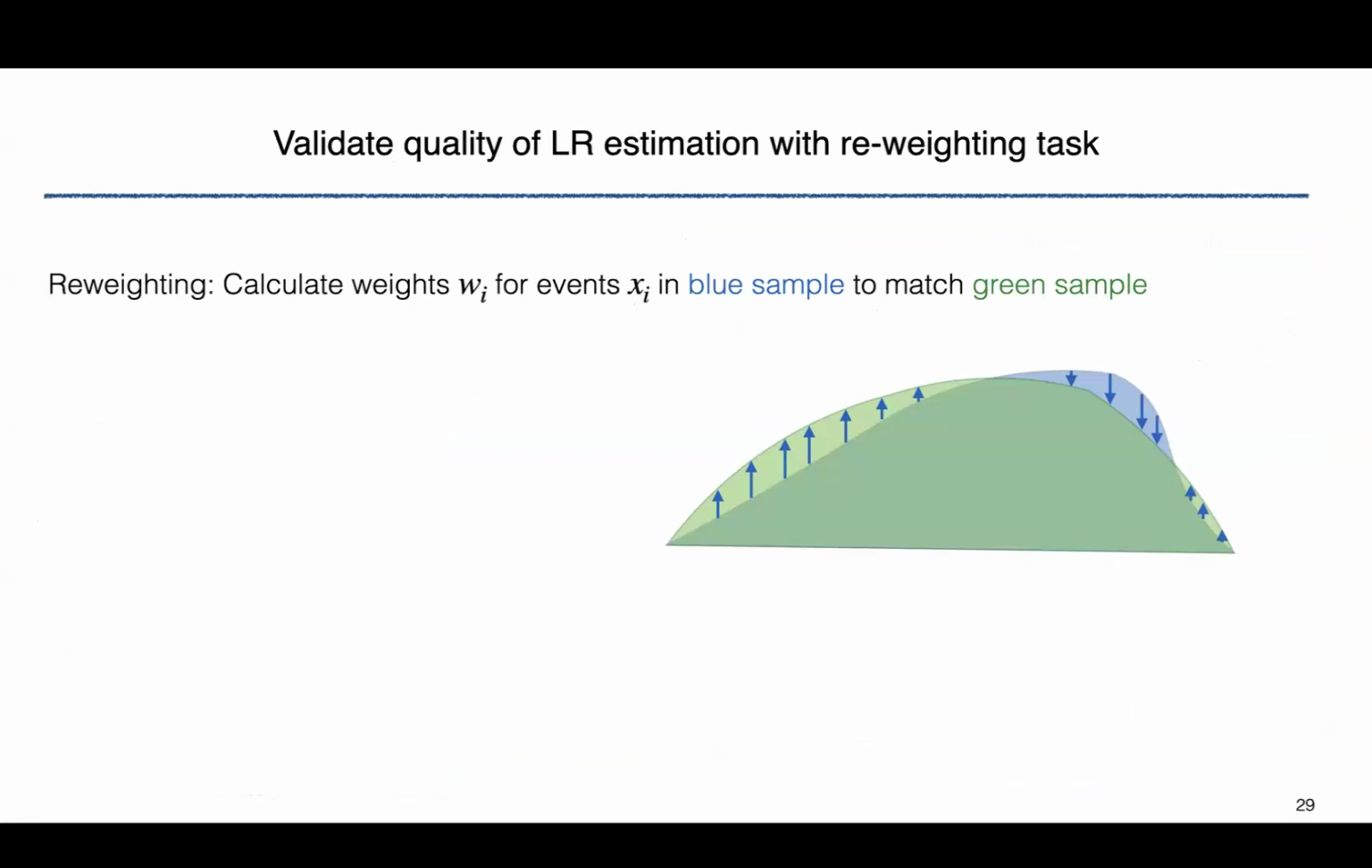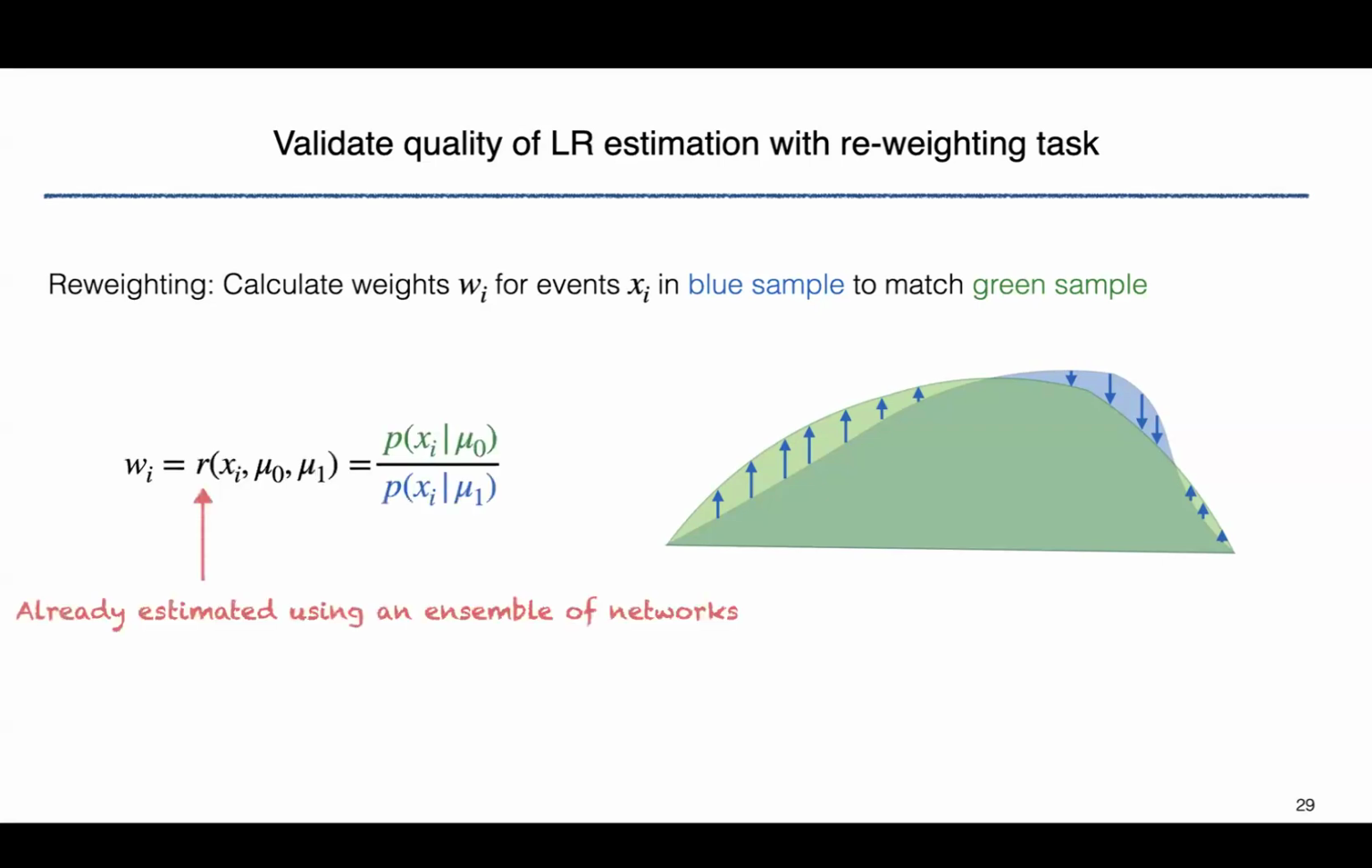You would take events in this lower region and give them higher weights, maybe greater than 1, so it covers this gap. And here you give them weights less than 1 and it shrinks down and starts to look like the green one. What exactly are these weights? Well, they are the likelihood ratios between these two distributions, which I claim I have already estimated with my classifiers.